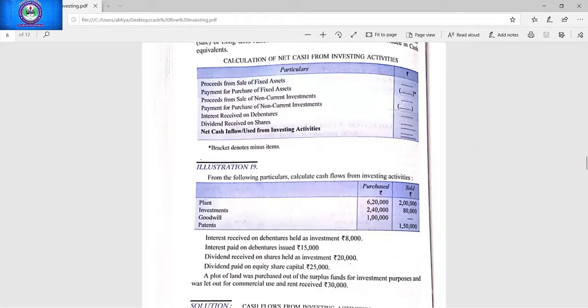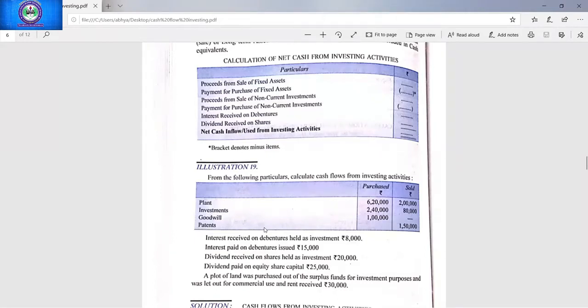Then the last line: a plot of land was purchased out of surplus funds for investment purpose and was let out for commercial use, and rent received 30,000. Okay, so this 30,000 will also be added. Could you please tell me the answer? Rent received is 30,000. This will also be added.